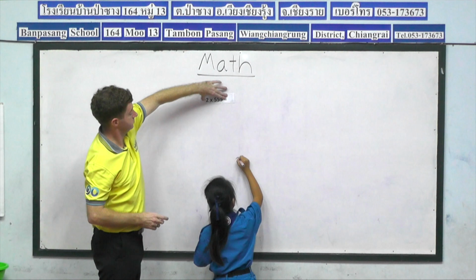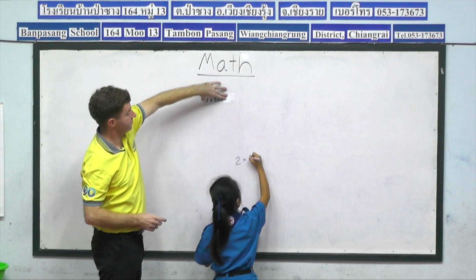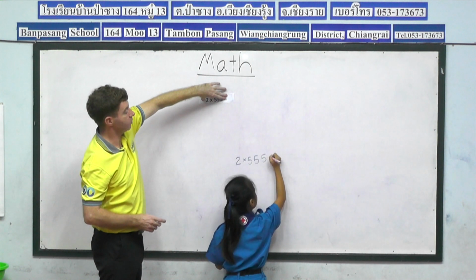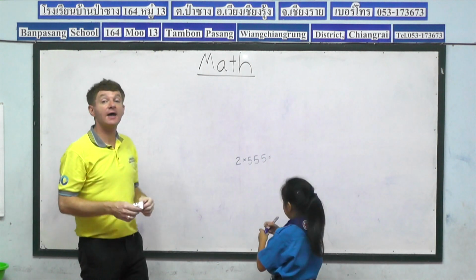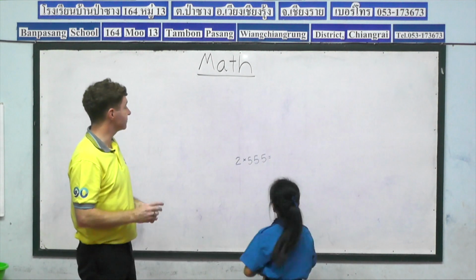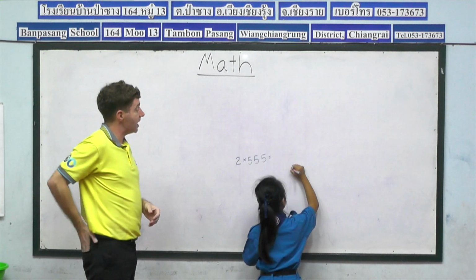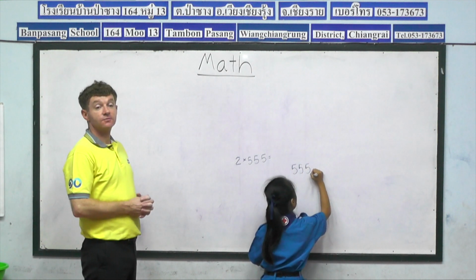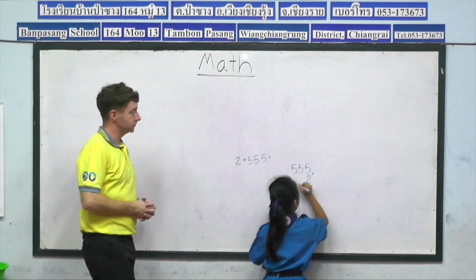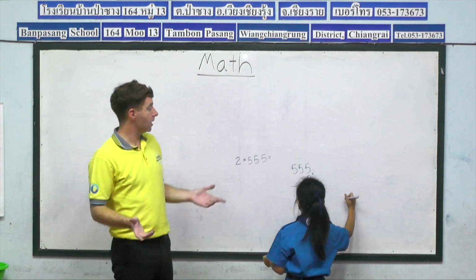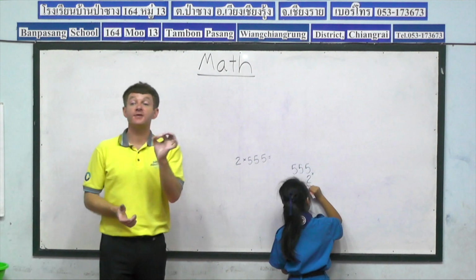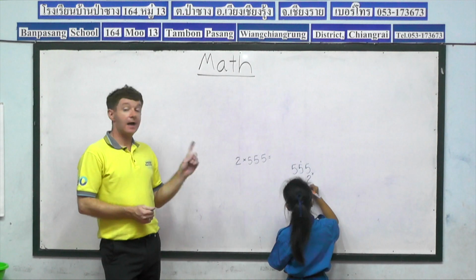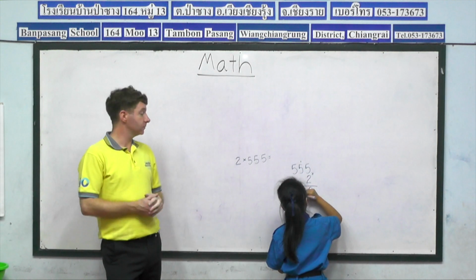Okay. So Prau, first of all, we'll write the problem on the board. 2 times 555 equals. So step 1, organize by writing our multiplication table. So we have 555 times 2. Okay, so now we're ready to begin. Always start with the ones, guys. So 2 times 5 equals 10. And then 2 times 5 plus 1.